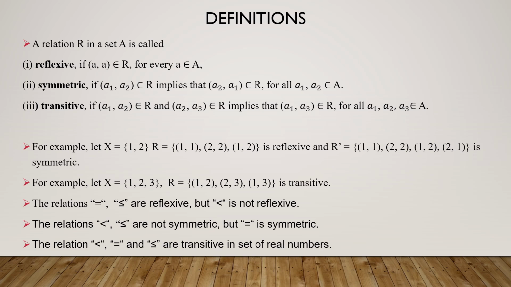It is transitive. Why? Because (1, 2) and (2, 3) are in R, so (1, 3) should also belong to R. If this is satisfied, then it is transitive. So this relation is called a transitive relation.